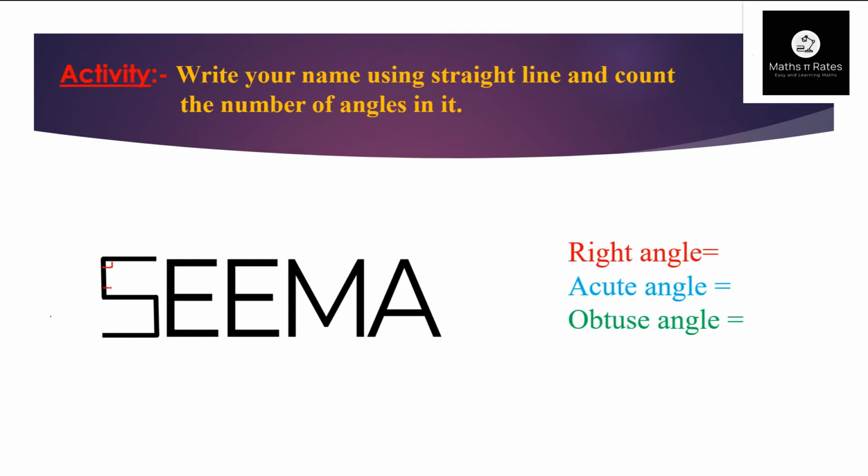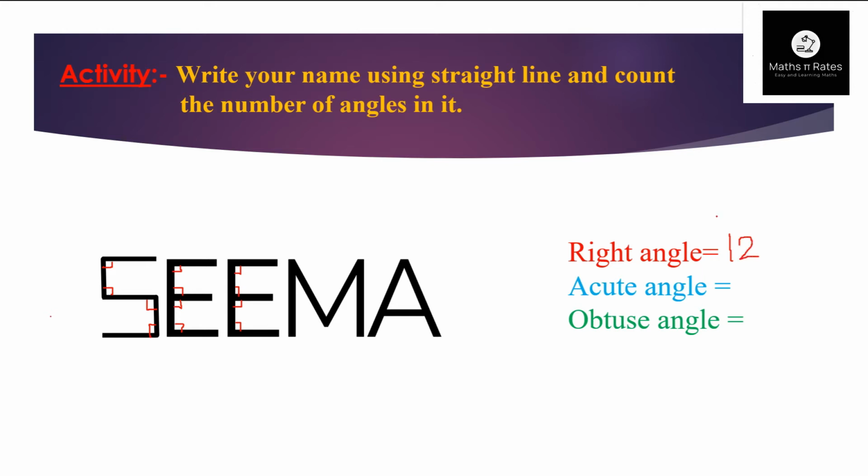1, 2, 3, 4. So there are 4 right angles in the alphabet S. Now we will move towards other alphabets. 5, 6, 7, 8, 9, 10, 11, 12. So total 12 right angles. So we will write here 12 in front of right angle.